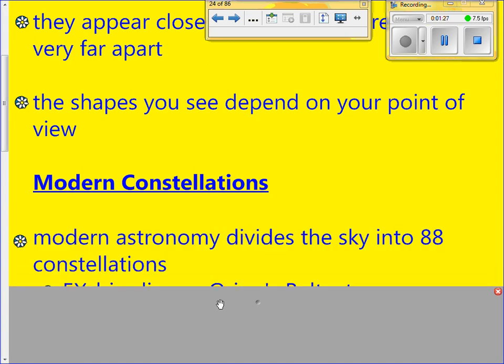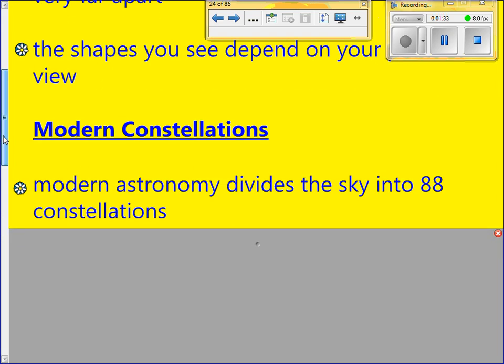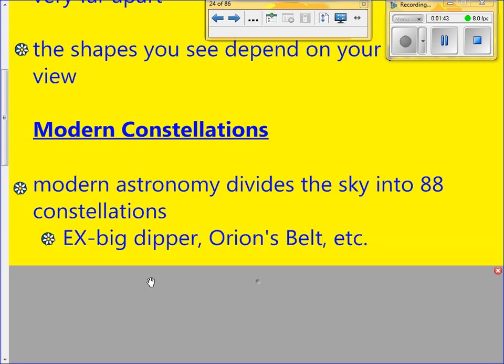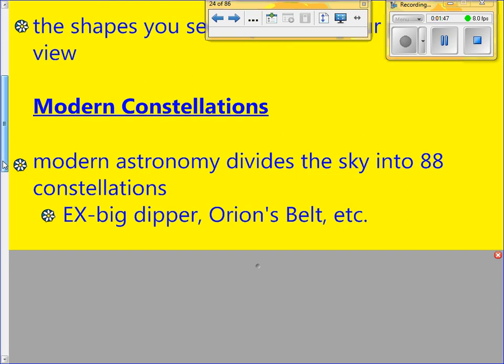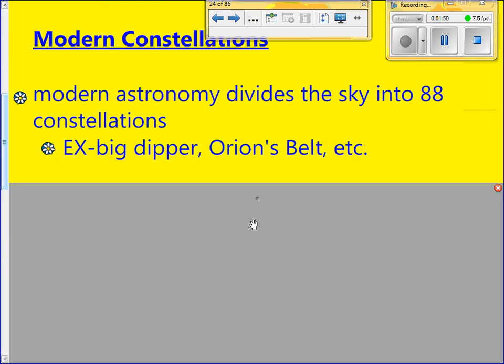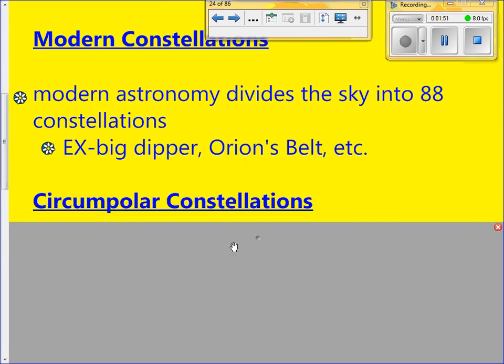Modern constellations, we still kind of talk about constellations, even though the ancient Greeks and Romans and their stories are kind of gone. Well, not gone, but they aren't still making stories up about the stars. So today, modern astronomy divides the sky into 88 constellations. And there are some examples. I'm going to further divide them into circumpolar constellations and then seasonal constellations.